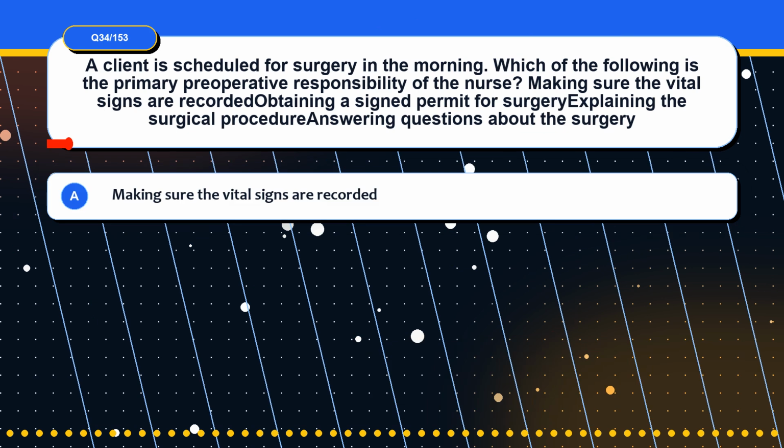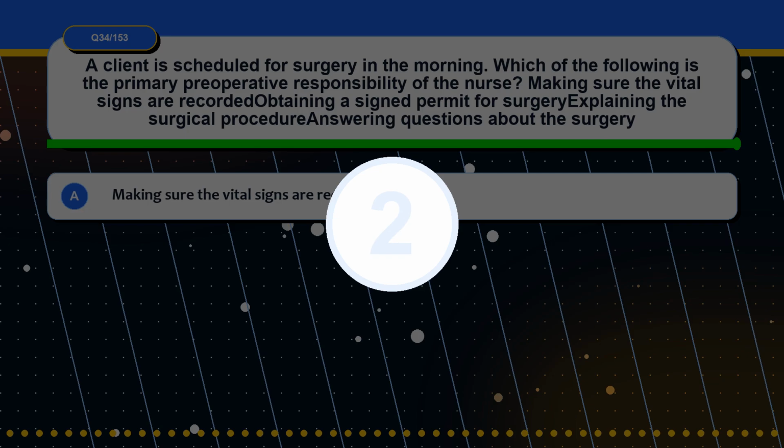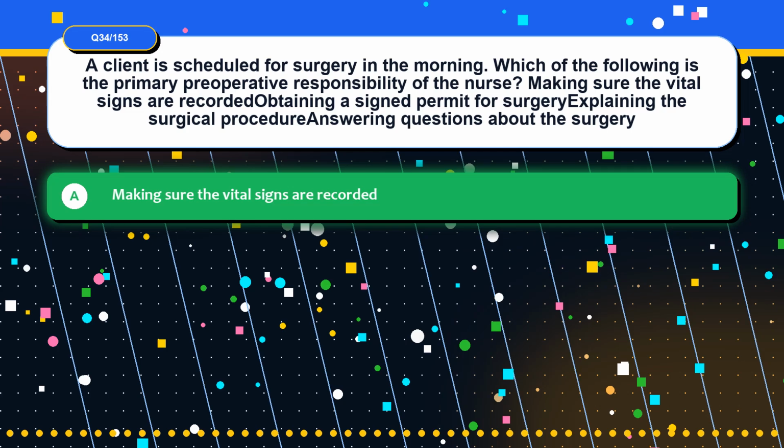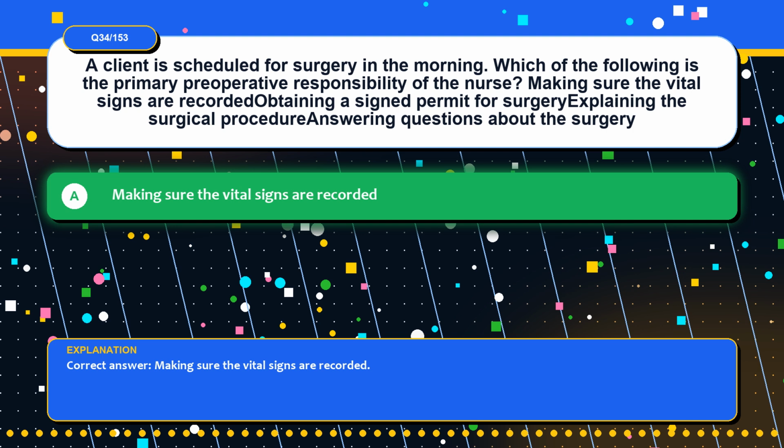Question 34. A client is scheduled for surgery in the morning. Which of the following is the primary preoperative responsibility of the nurse? Making sure the vital signs are recorded, obtaining a signed permit for surgery, explaining the surgical procedure, or answering questions about the surgery. Here are the options. Option A. Making sure the vital signs are recorded. The correct answer is option A. Making sure the vital signs are recorded.